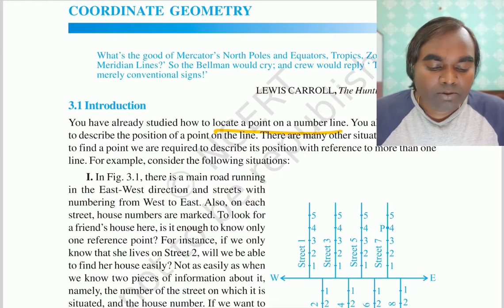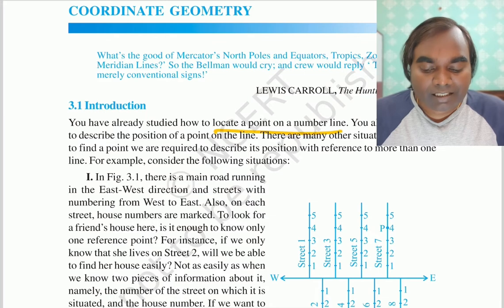So you know how to describe the position of a point on a line. There are many other situations in which, to find a point, we are required to describe its position with reference to more than one line. That we will describe in this.